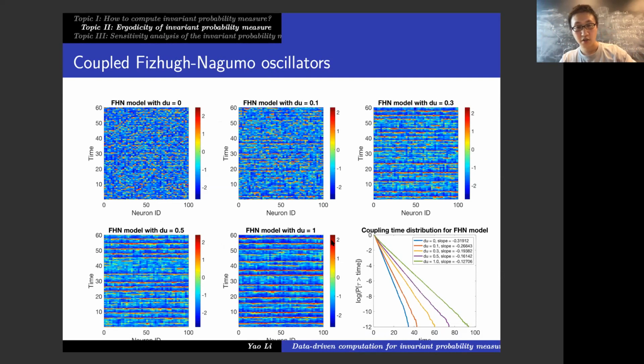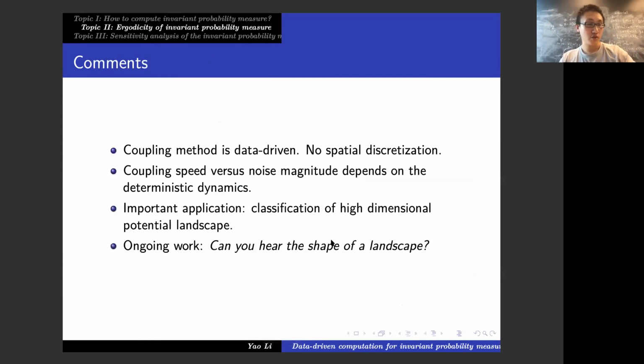So I mean, just this example, we want to use it to show that we can use this coupling in very high dimension. One more comment I want to make is that this coupling speed can actually give you some information about the dynamics itself. It may sound trivial in low dimension, but in high dimension, it's really important.